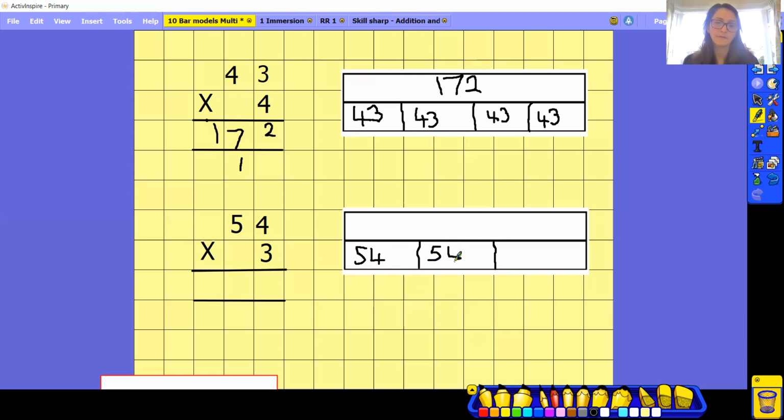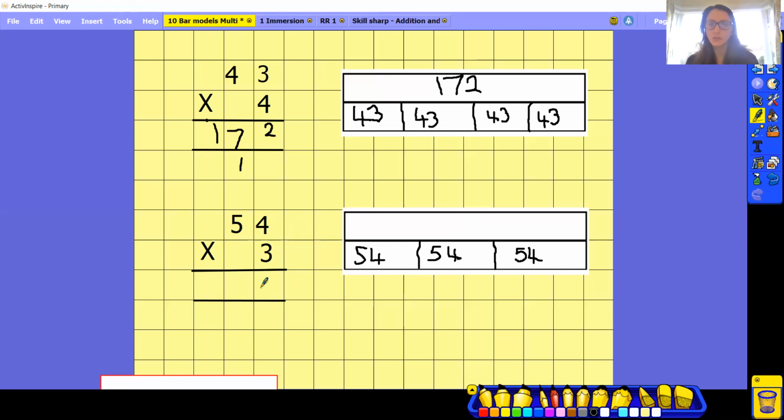This box is worth 54. And this one is worth 54. Okay, now we need to work out what our whole is going to be. So this is when we need our method. So we're going to do 4 times 3. So doing our 4 times tables, 4, 8, 12. Okay, so I've got 12 here.